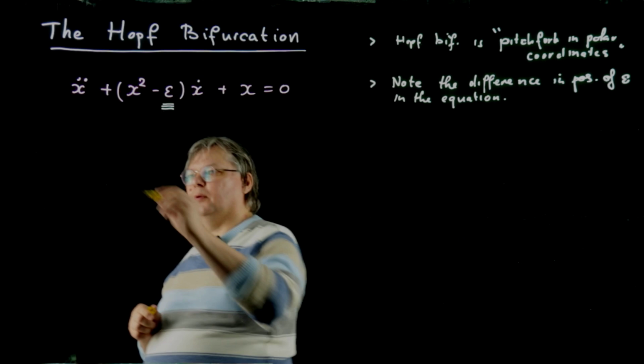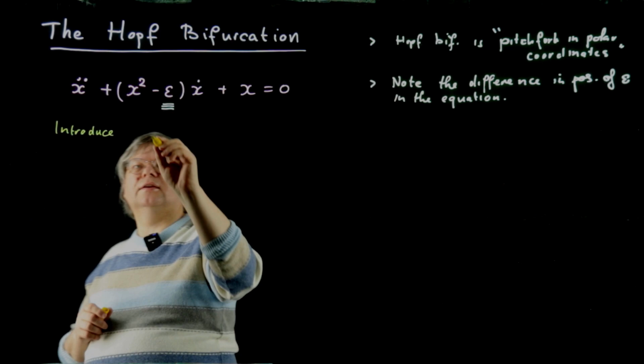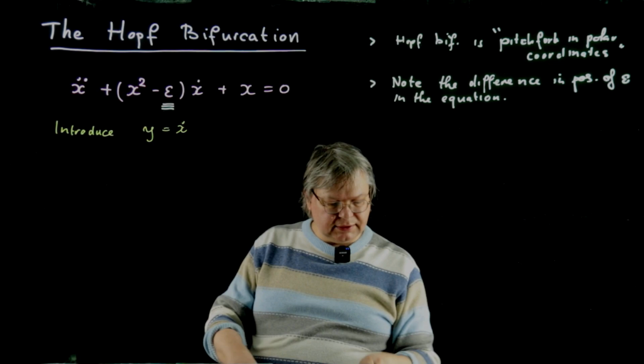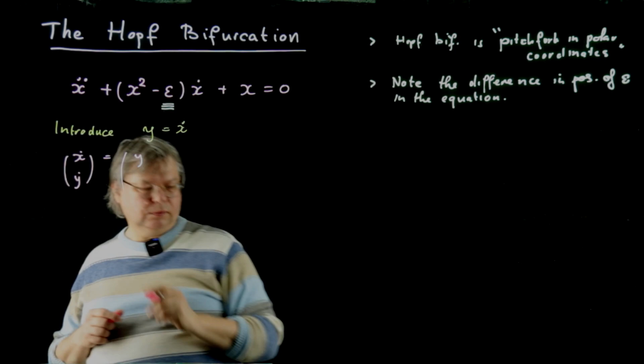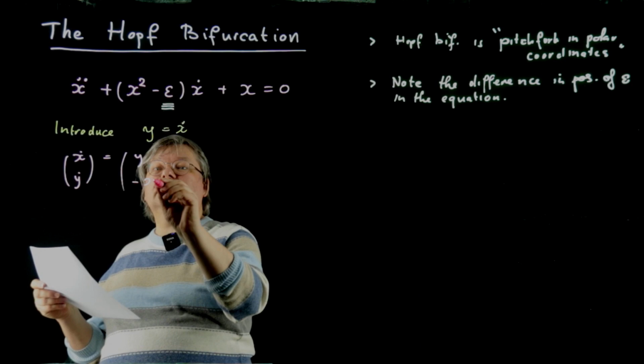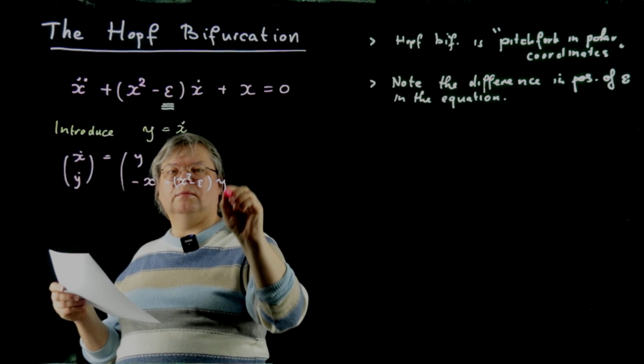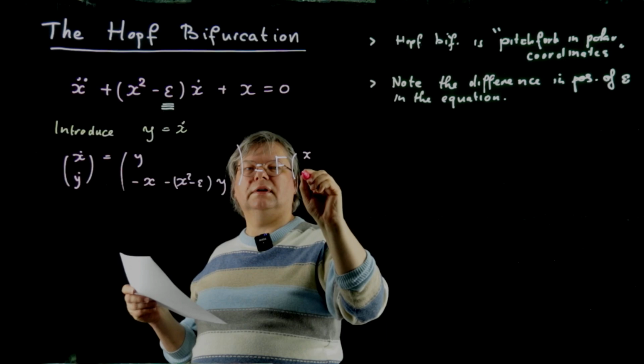So as usual, we introduce a second coordinate. Y is simply x dot, and then we write the system to what we have. X dot is then y, and y dot is, well, what would it be? Minus x squared minus epsilon times y. And this is the vector field that I have for this particular equation.